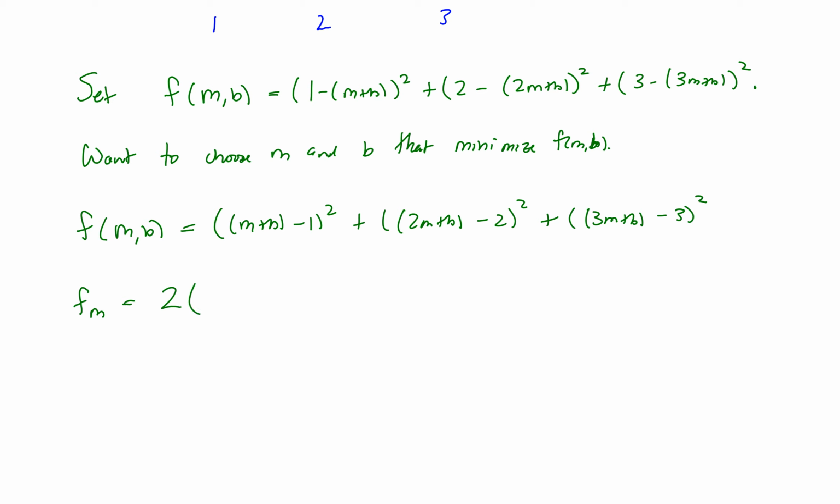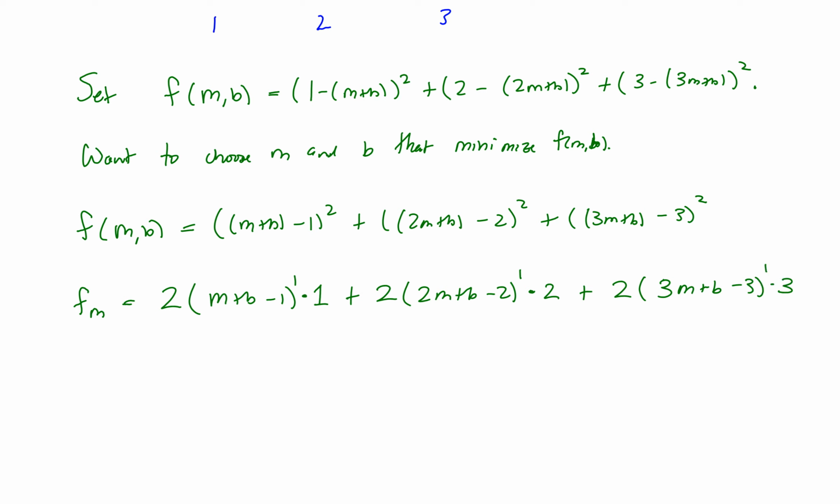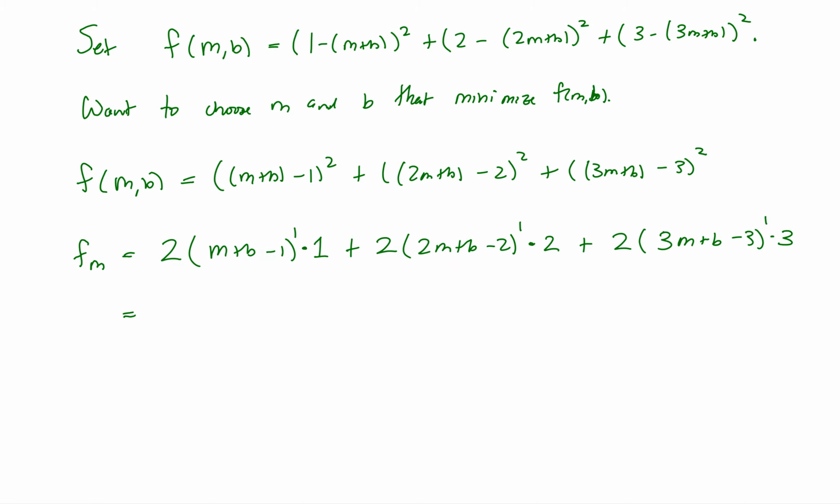So let's take the partial derivative here with respect to m. So I'm going to have 2, and then I'm going to have (m + b - 1) to the first power, times the derivative of what's inside, which is 1, plus 2, and then I'm going to have (2m + b - 2) to the first power, and now the derivative of what's inside is 2. And then same thing for the last one, times 3. And if we work all this out and simplify this, this gives me 12b plus 28m minus 24.